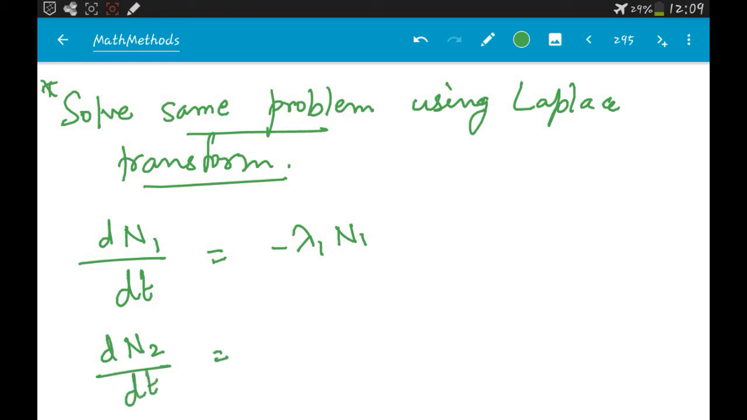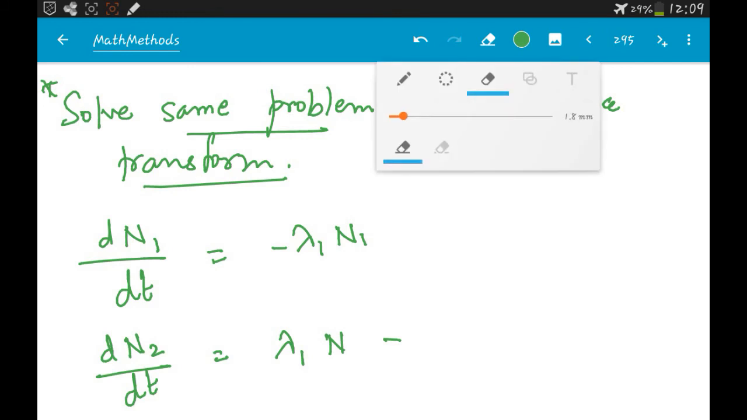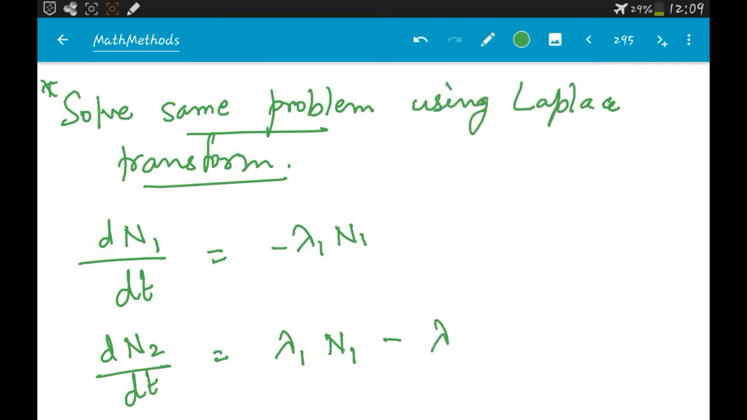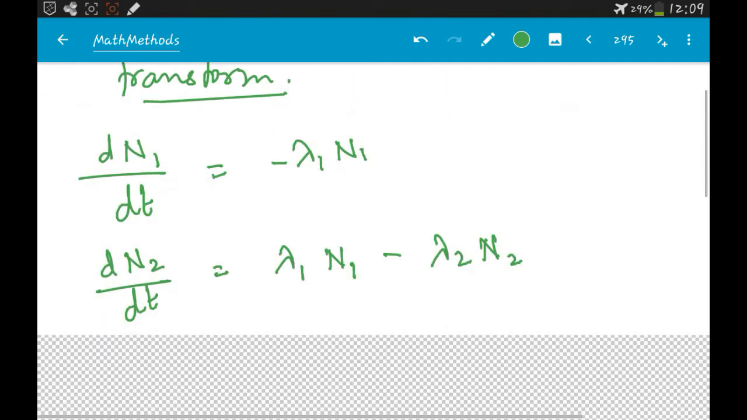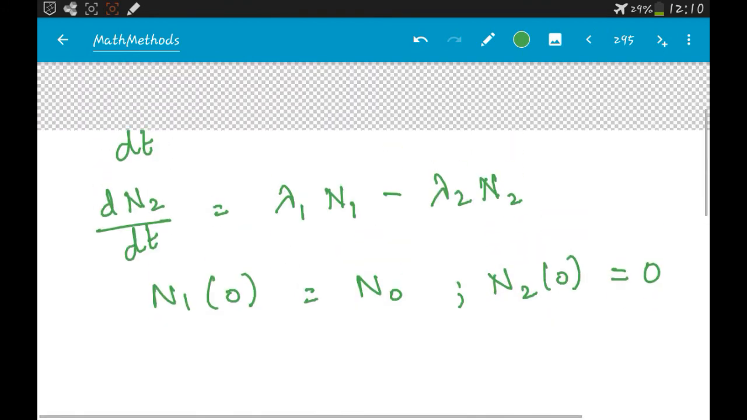dn2 by dt is equal to lambda 2 n2 minus lambda 1 n1, right? Lambda 1 n1 minus lambda 2 n2. These are your equations, and it is given that n1 at time 0 is n0 and n2 at time 0 is 0, right? This is also given to you in the question. So now let's try to solve this.